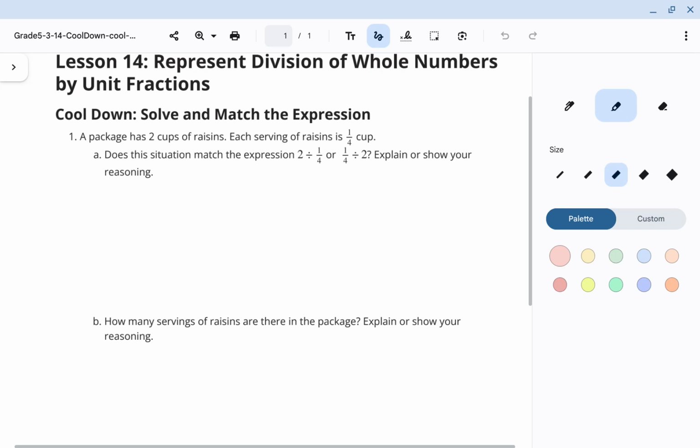Good morning, mathematicians. This is our lesson 14, Cooldown, represent division of whole numbers by unit fractions. This cooldown is titled Solve and Match the Expression. Here's the situation of number 1. A package has 2 cups of raisins. Each serving of raisins is 1/4 cup.